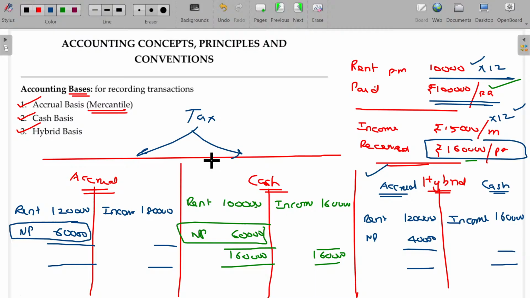So we have three bases of accounting. One is the mercantile basis, another is the cash basis, another is the hybrid basis. In hybrid, income is recorded on a cash basis, and expenses are posted on an accrual basis. Is that okay? So that is the basis of accounting.